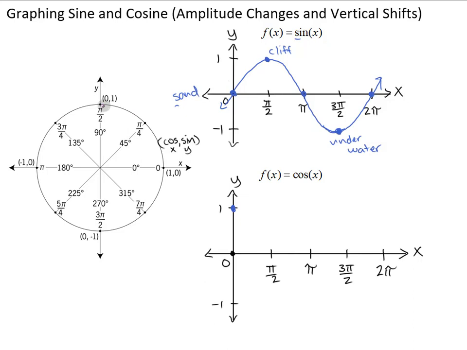Okay, when we get to 90 degrees, pi over 2, the x value is 0. So cosine is 0 at pi over 2. When we get to pi, the x value, cosine, is -1. So we're down here at our minimum. At 3 pi over 2, the x value is 0. So we're back up here to, I guess, the sand. And then at 2 pi, when we come full circle again, we're back here, and the x value is back up at 1 again.